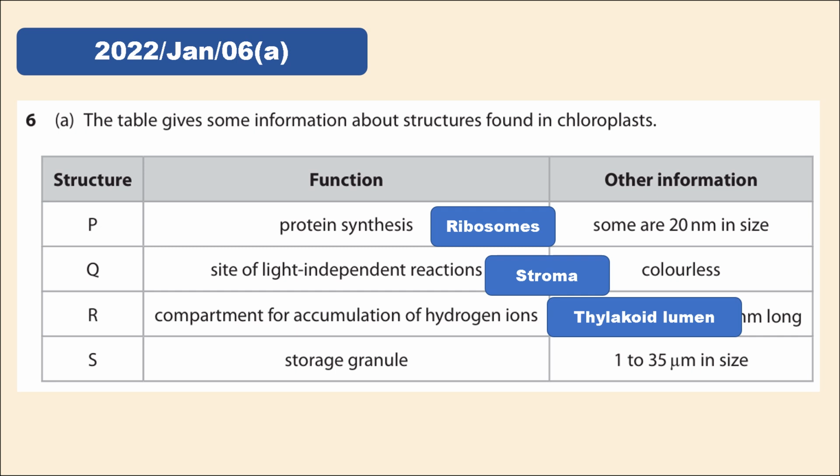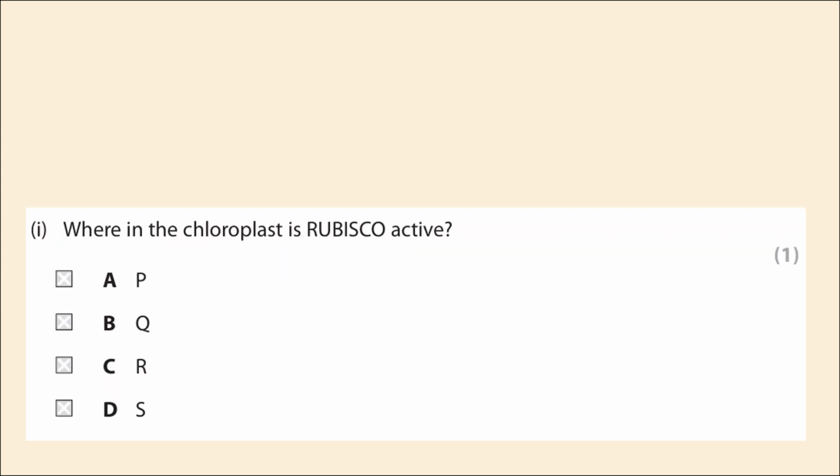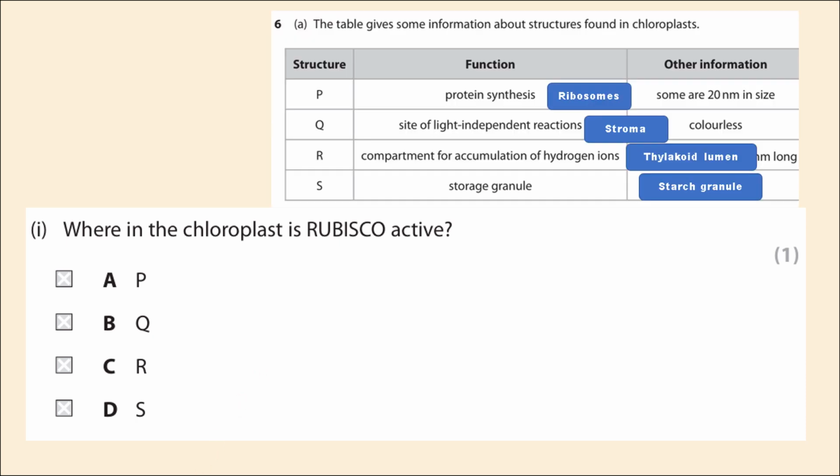Recall that thylakoids are bag-like structures and the space inside, called the lumen, is where hydrogen ions gather. Finally, S, storage granules. So these are likely to be starch granules, which store energy for the plant. The first question asks where in the chloroplast Rubisco is active. So referring to the diagram, Rubisco is active in the stroma, which is where the light independent reactions occur. Therefore, the correct answer is structure Q.